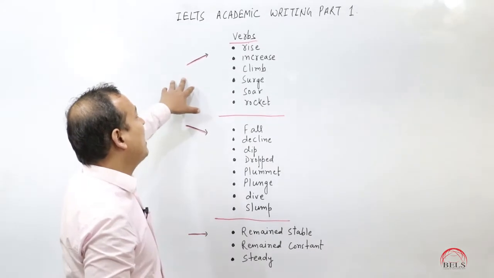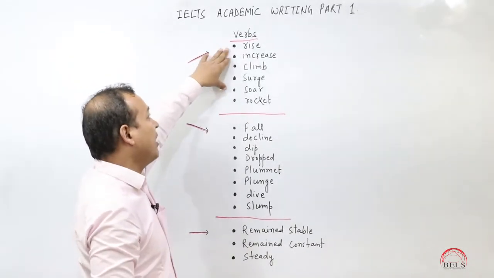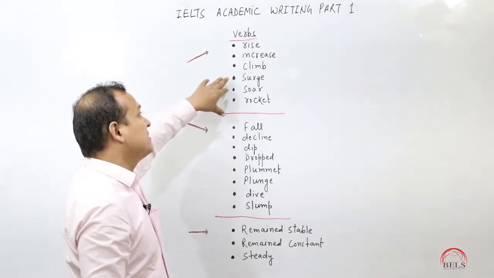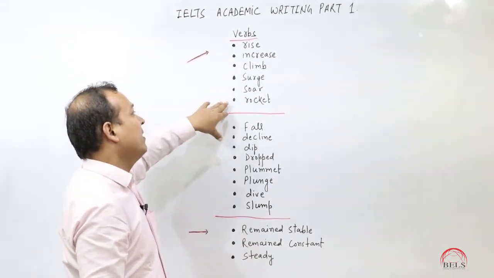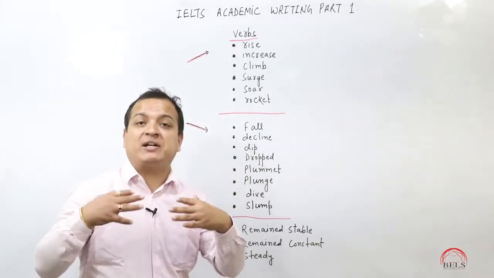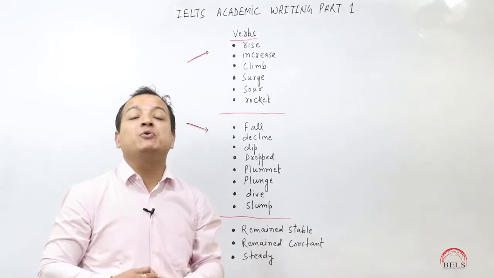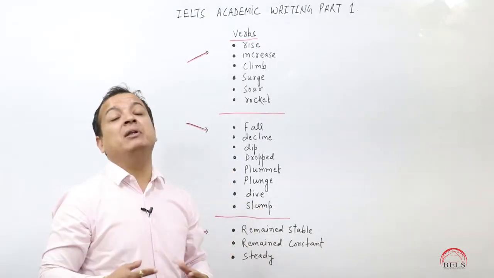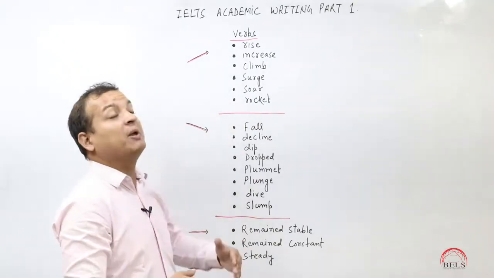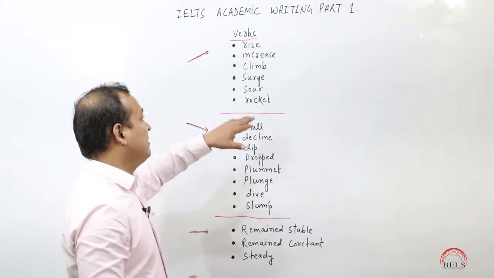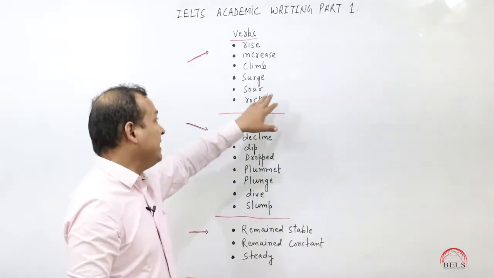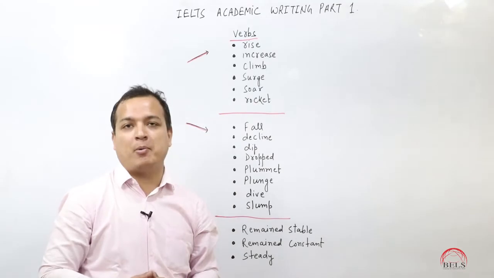If the graph is going up, for the up we can use rise, we can say increase, climb, surge, soared, rocket. Make sure, guys, it depends on the time period. If they are talking about the past, please use the past form. For example, if they have mentioned 1984, you can say however the price of petrol soared up to 80% in 1984. So we have to use the past form of that.